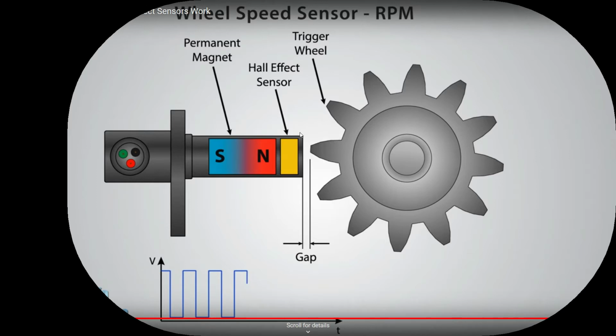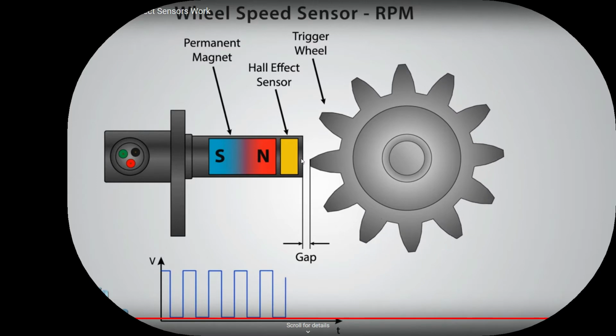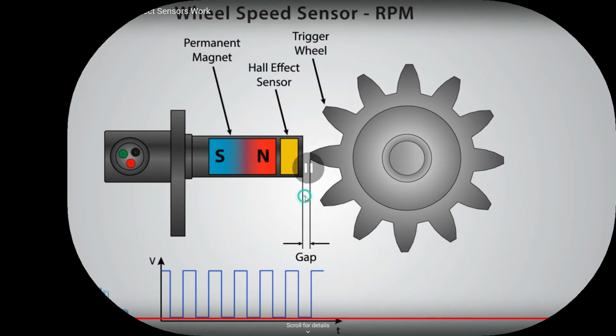going around the sensor, of course the magnetic field will change here, and it will give me pulses, as you see here, just pulses. That means there is an increment in the magnetic field, and the sensor will detect it and give me the change in the signal.